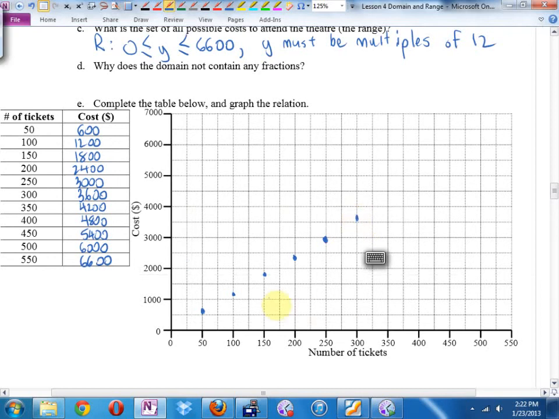Keep going. 350 is 4,200, which is going to be right about there. 400 is 4,800, which is going to be about there. 450, 5,400, which is going to be just below 5,500. 500, 6,000, I can get that one exactly. Woohoo! And 550, 6,600.